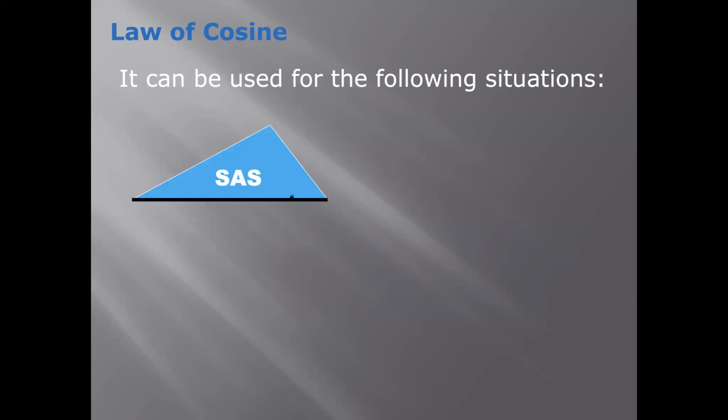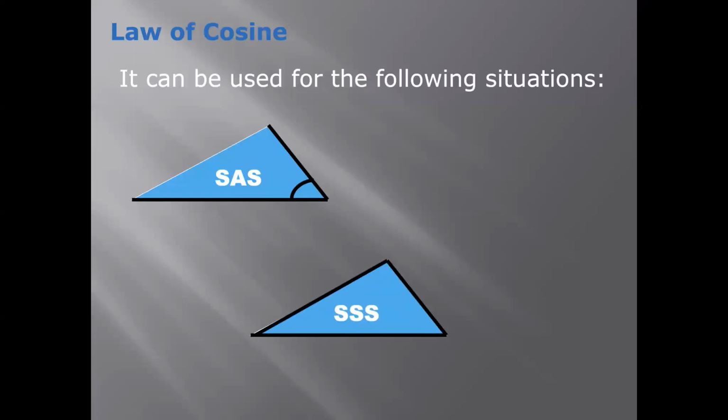First, if you are given a triangle with SAS, meaning you are given side, angle, side, or two sides and an included angle. Remember, the angle must be between the two sides given. You can also use the law of cosines if you are given three sides. We can also use the law of cosines if we are given three angles. So these situations will be discussed later.